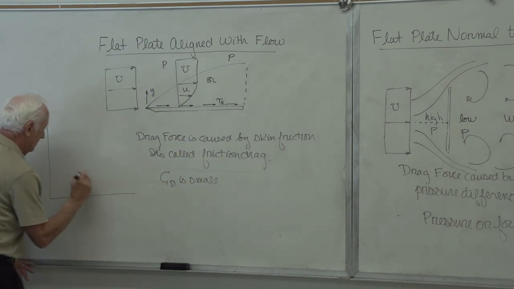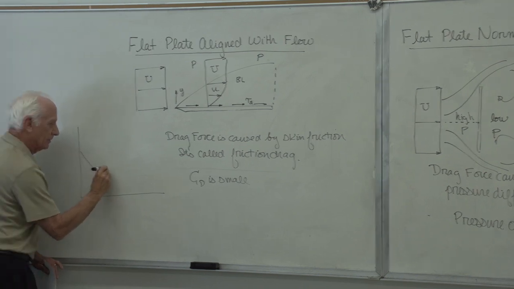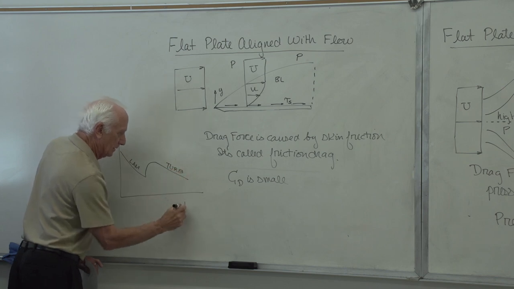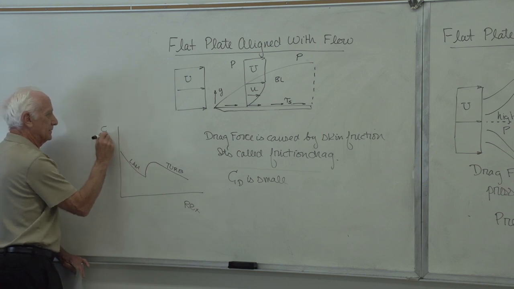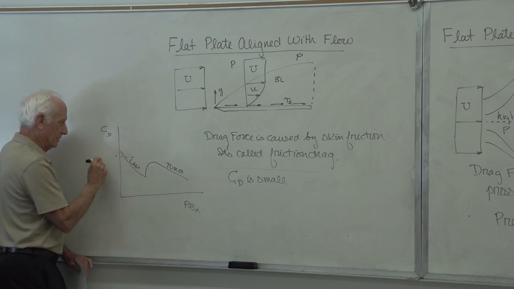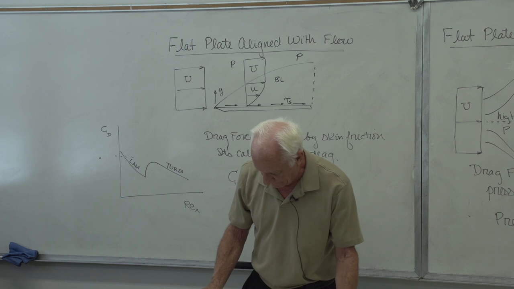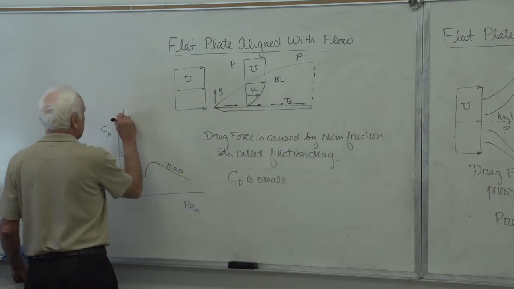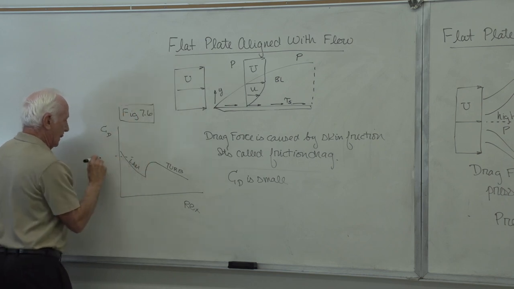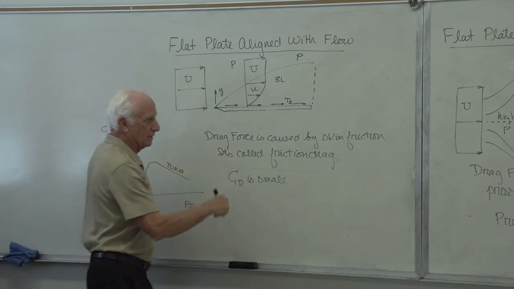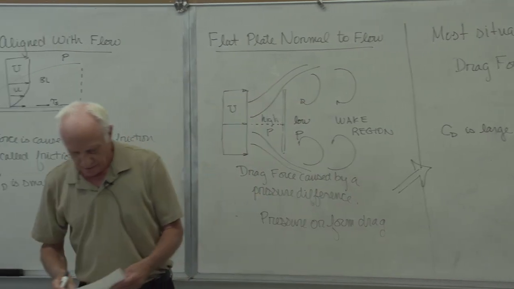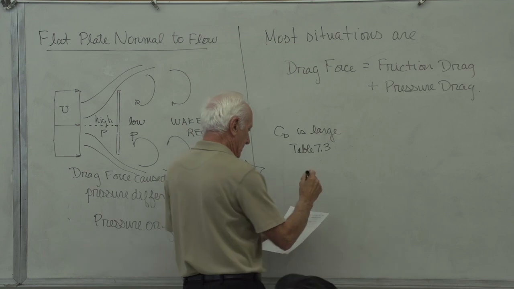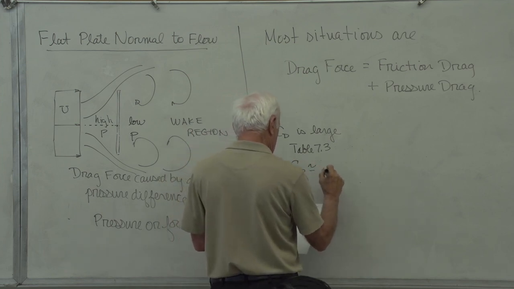Here was our graph. Laminar flow, mixed flow, turbulent flow. Reynolds number, C sub D, typically on the order of, from figure 7.6, 0.004. Over here, C sub D is large. Table 7.3. We'll go through it in just a minute, but for right now, in table 7.3, C sub D is on the order of 1.22.